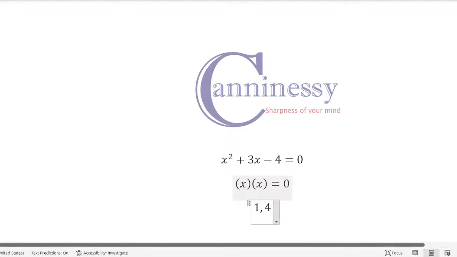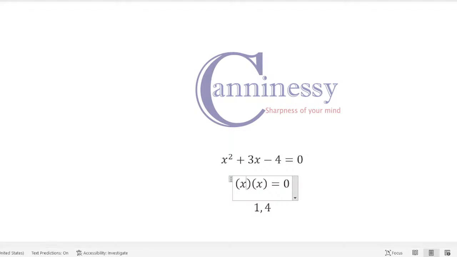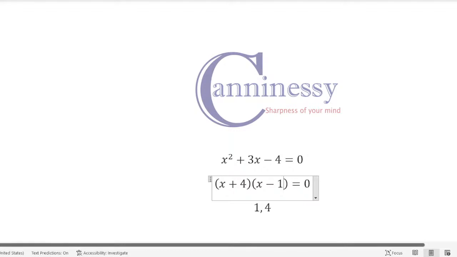So which one is bigger? 4 is bigger, so 4 will take a positive, so we have plus 4, because the bigger number should take the sign of the middle term. Here we have minus 1. So we have x plus 4 into x minus 1 is equal to 0.